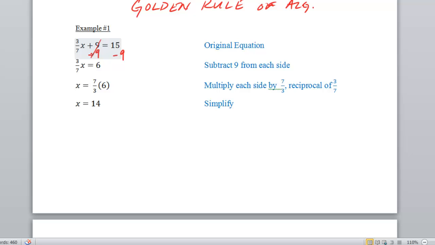Now, we see this last step, 3/7 times x. So anytime we have a variable right next to a number with no operational sign, you'll recall that that simply means multiplication. We could do this in 2 steps if we wanted, but we're going to pick the simpler method of multiplying by its reciprocal.